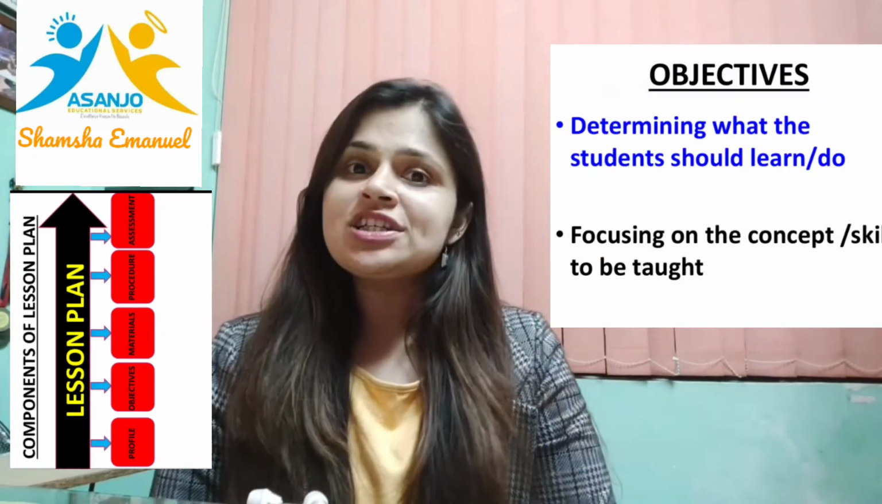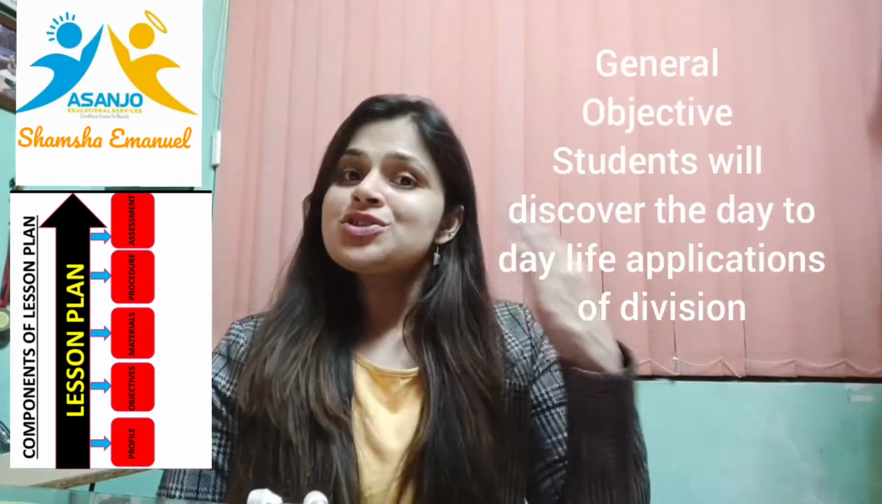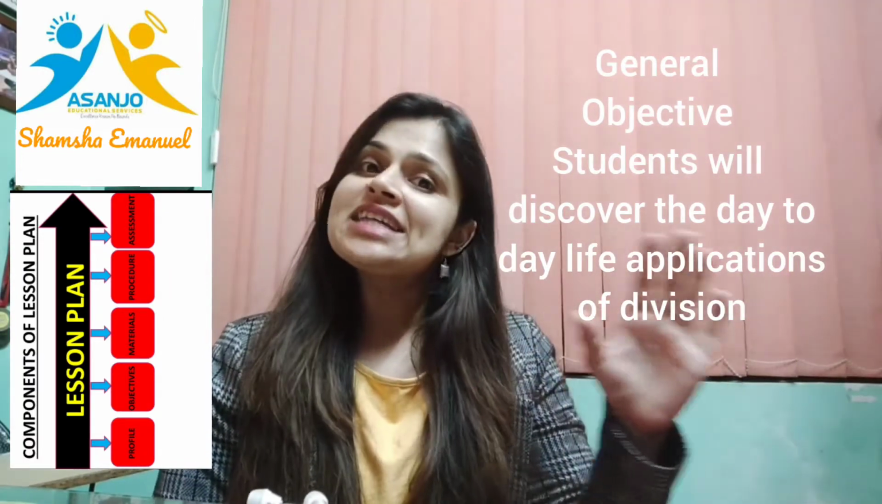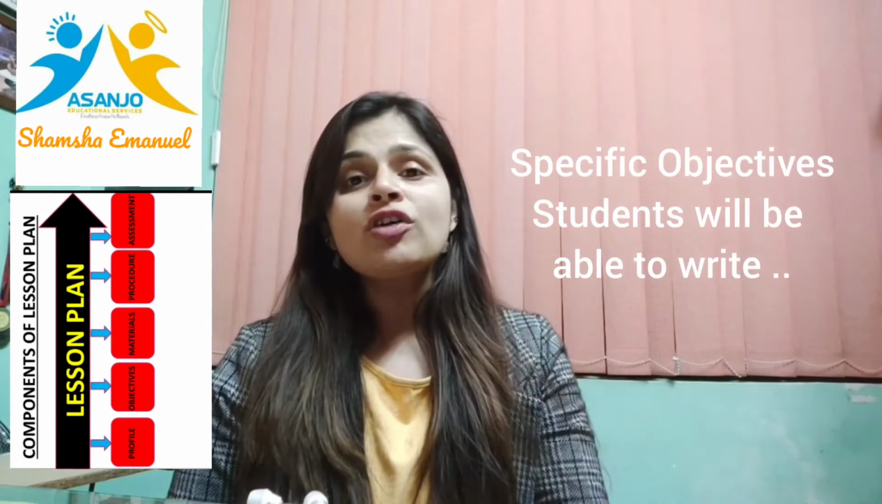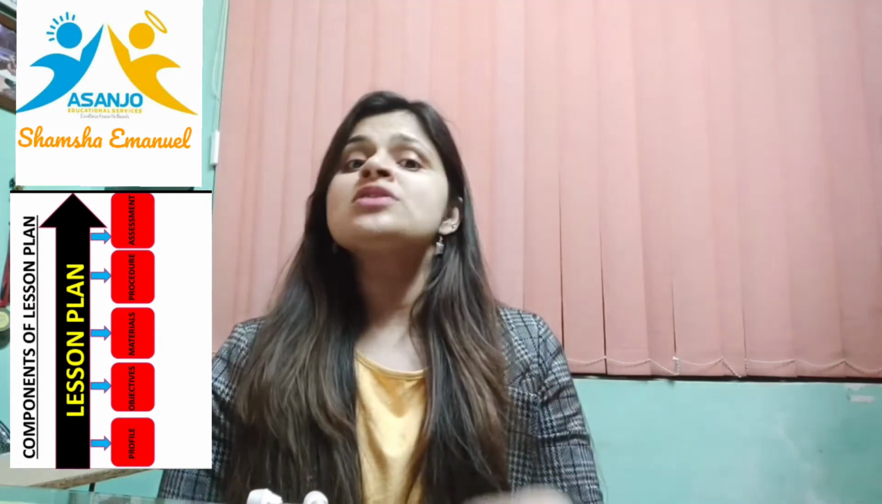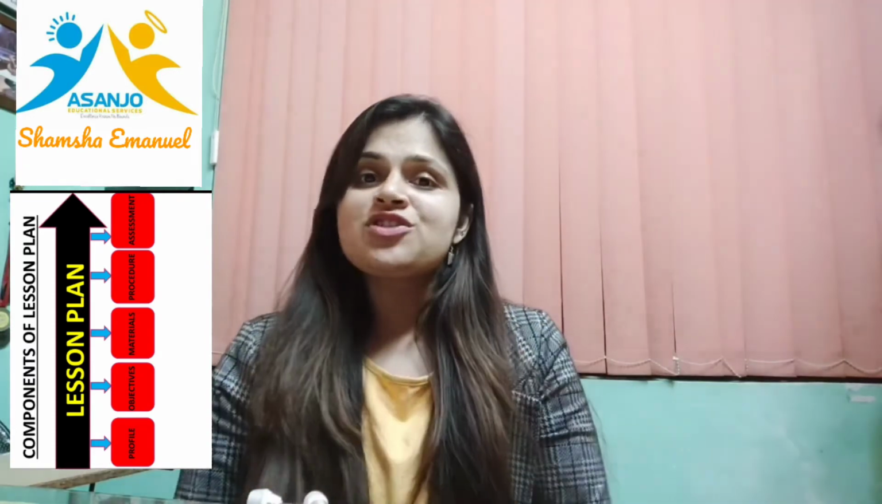For example, you're teaching the concept of the mathematical operation division. So you say that students will understand, students will apply the information in their day-to-day lives. In the specific objectives, we normally have "students will be able to." But when you talk of a general objective, you basically have sentences like "students will understand, students will know, students will explore," and so on. So the general objectives are broad, whereas your specific objectives are very, very narrow.